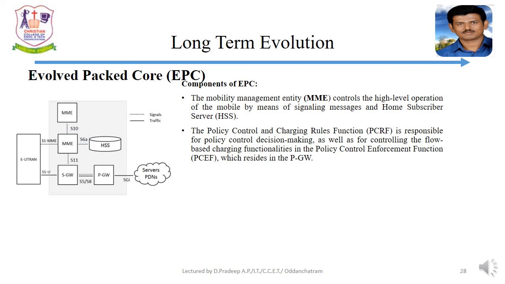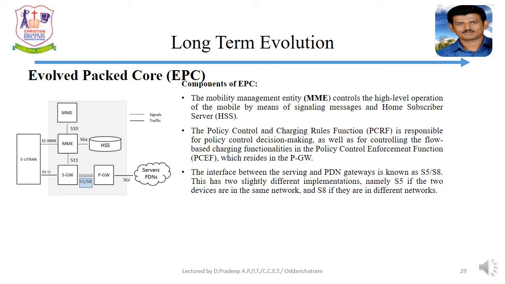The policy control and charging rules function is responsible for policy control decision making as well as for controlling the flow based charging functionalities in the policy control enforcement function. The interface between serving and packet data network gateways is known as S5 or S8. If the two devices are in the same network, the S5 interface is used. If they are in different networks, the S8 interface is used.